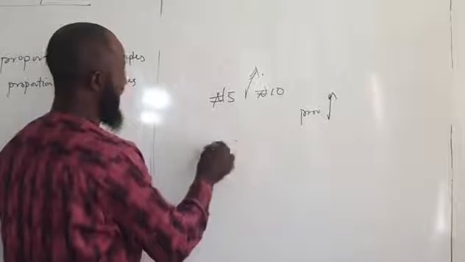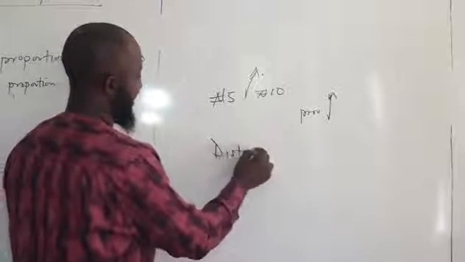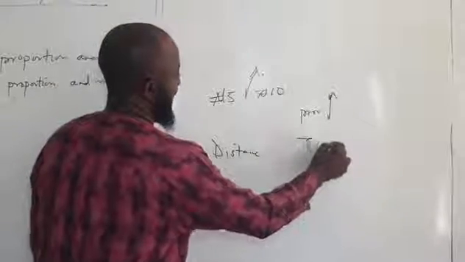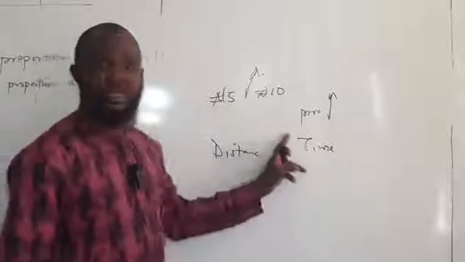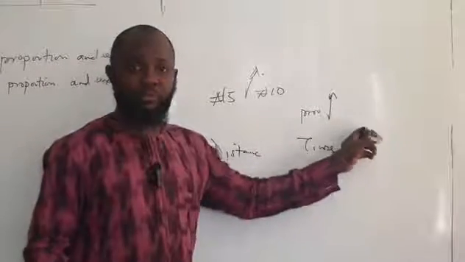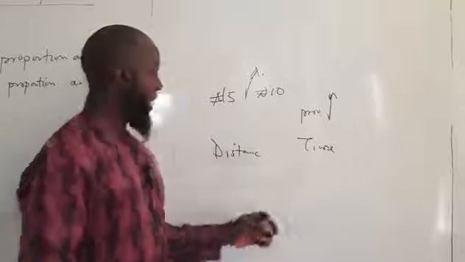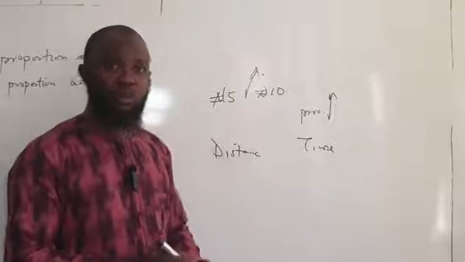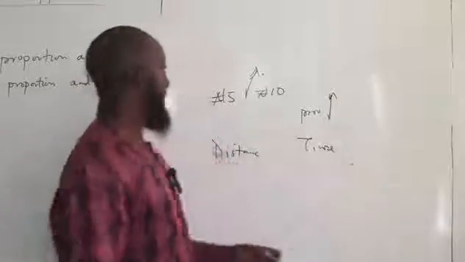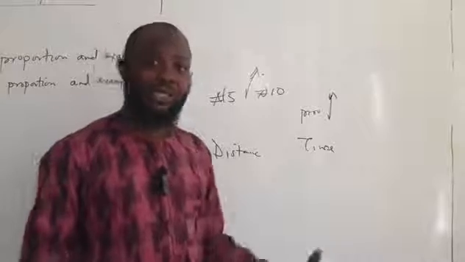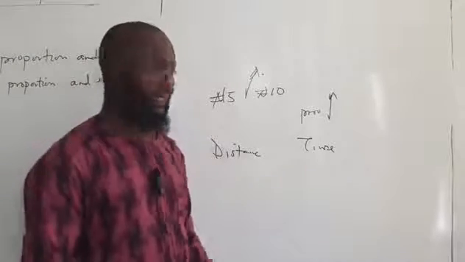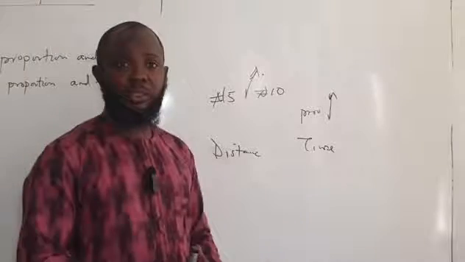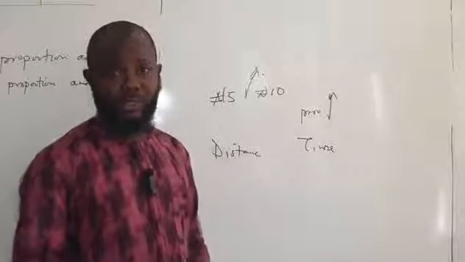Now another thing, if you look at distance and time, they also have direct proportion. The higher the distance, the higher the time taken to cover the distance. So as distance increases, the time will also be increasing. So that is what we refer to as direct proportion. And one thing about direct proportion is that the ratio of that proportion is always constant.